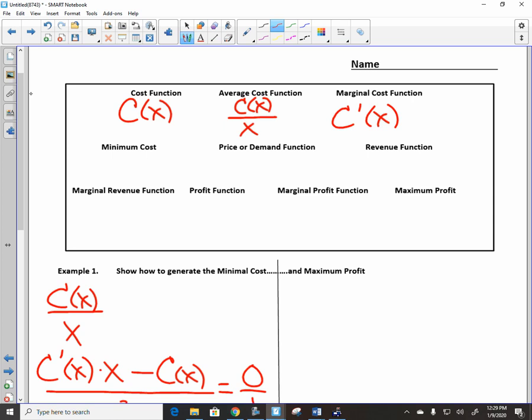This formula and these formulas you'll get to use on your test. I'll give them to you, just know how to use them, okay? C of x over x is equal to C prime of x.